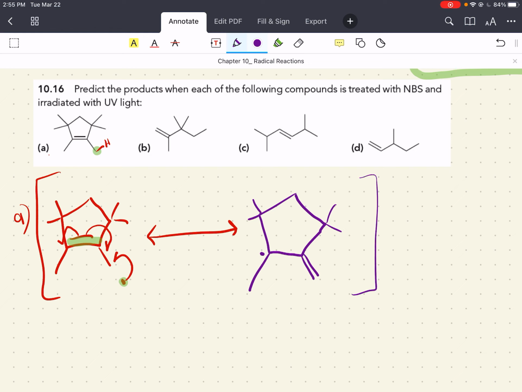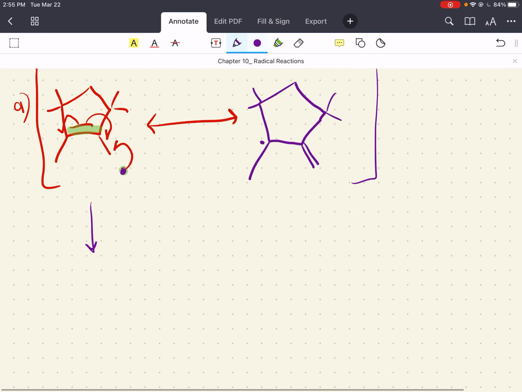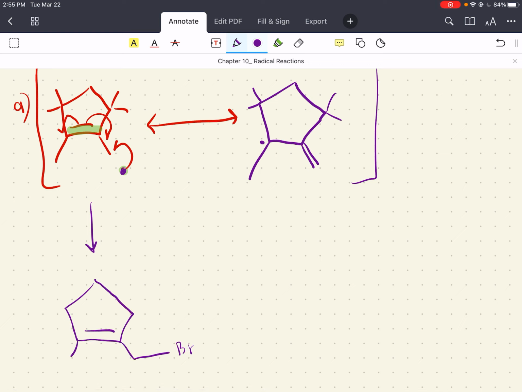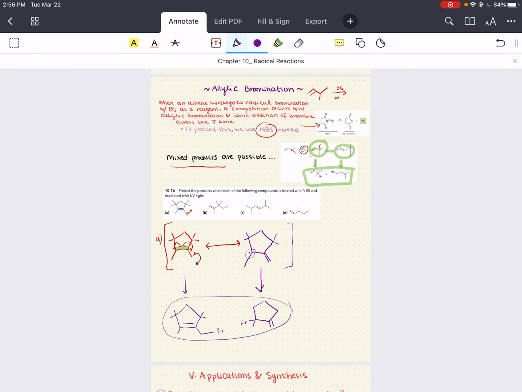And let's not forget these extra right here. Now, both of these can produce products. Your bromine can attach to this position right here, and that product will look like this. Bromine right here. Or radical bromination can occur at this radical site right here. And what our product would look like if that occurred is as such. So these are the 2 products we would obtain for radical bromination of alkenes as we see here.